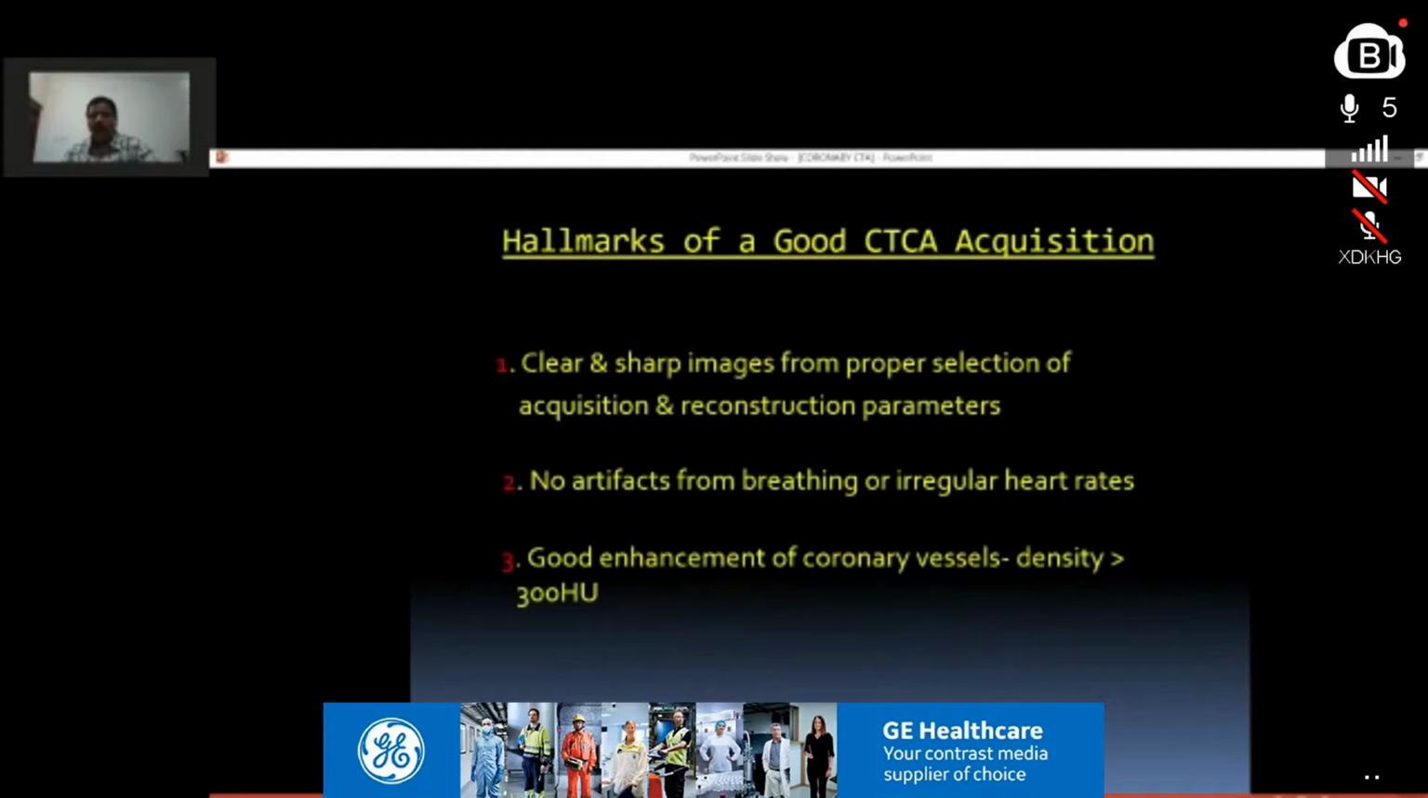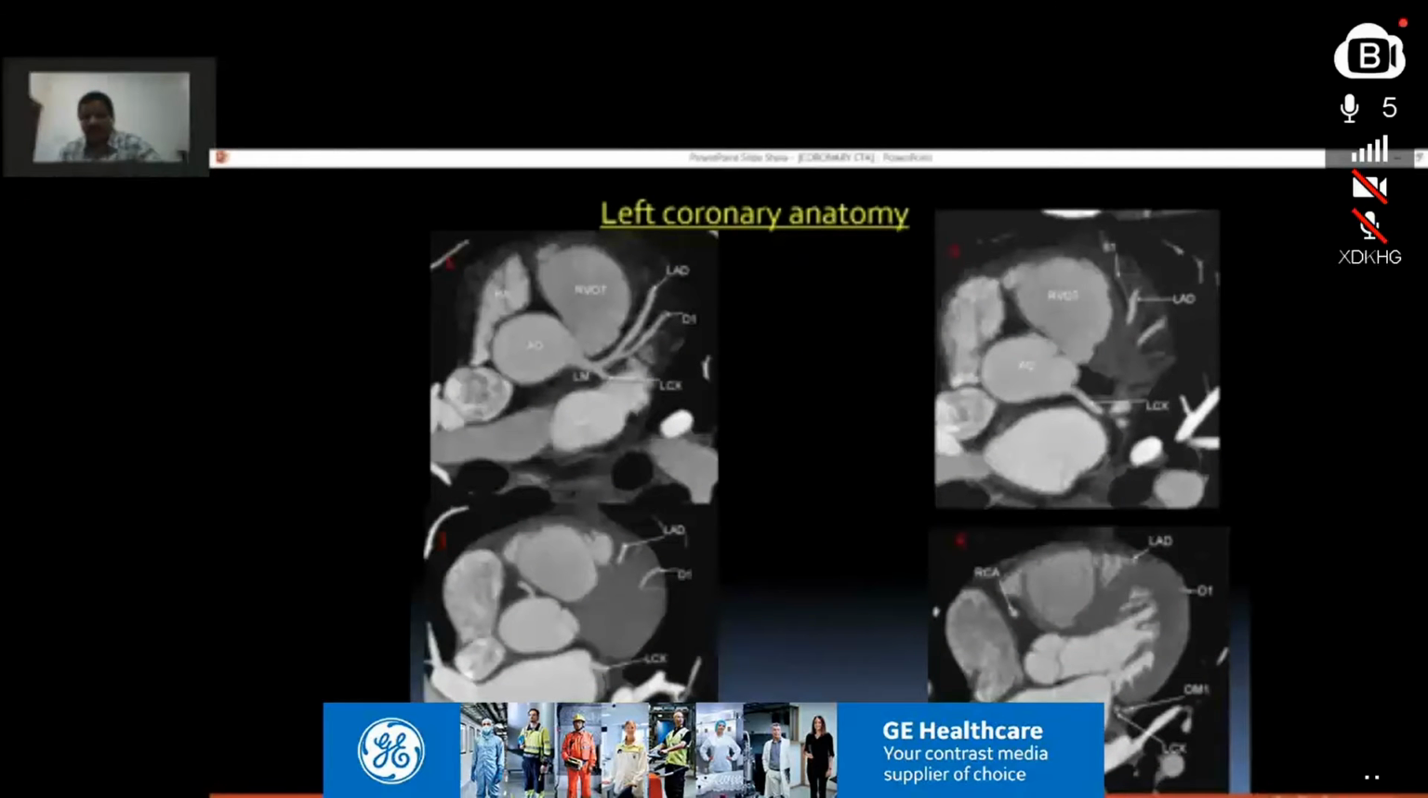Now, what is the hallmark of a good scan? You should always have clear and sharp images delineating all the coronary vessels. The imaging should be free from breathing or irregular artifacts, and there should be good enhancement of the coronary vessels. What do you mean by good enhancement? The average density in the coronary should always be more than 300 Hounsfield units. And if you look at the scan from top to bottom, there should not be a drop in density of more than 150 HU.